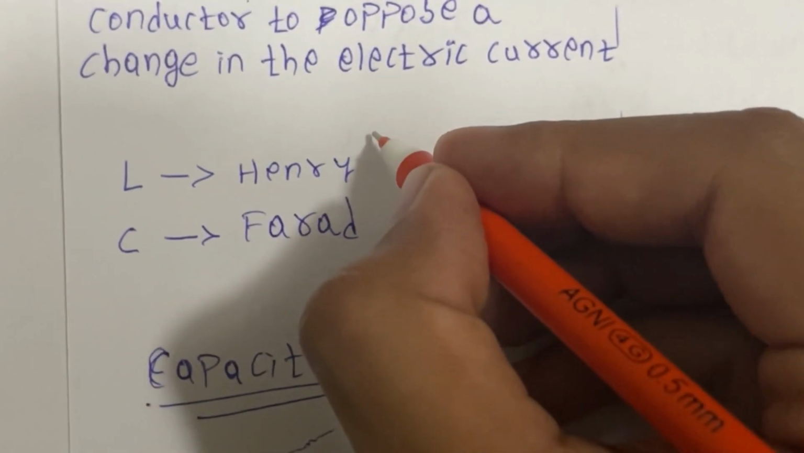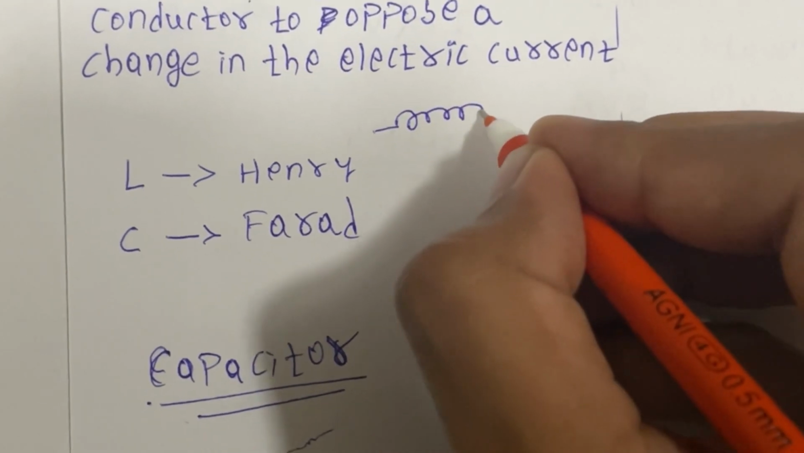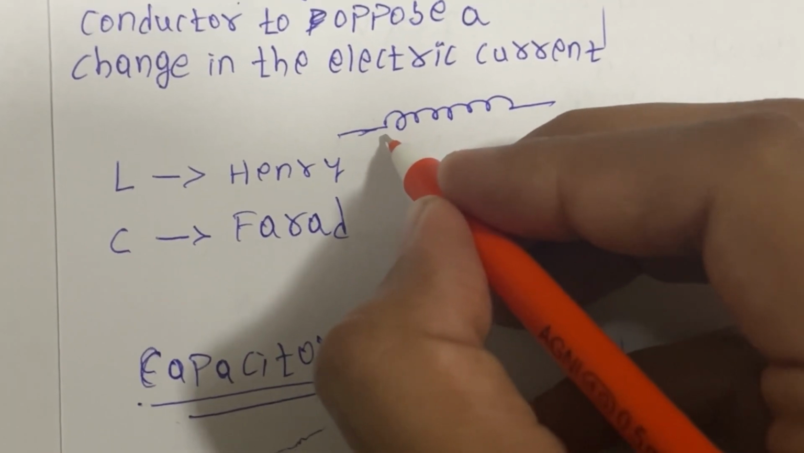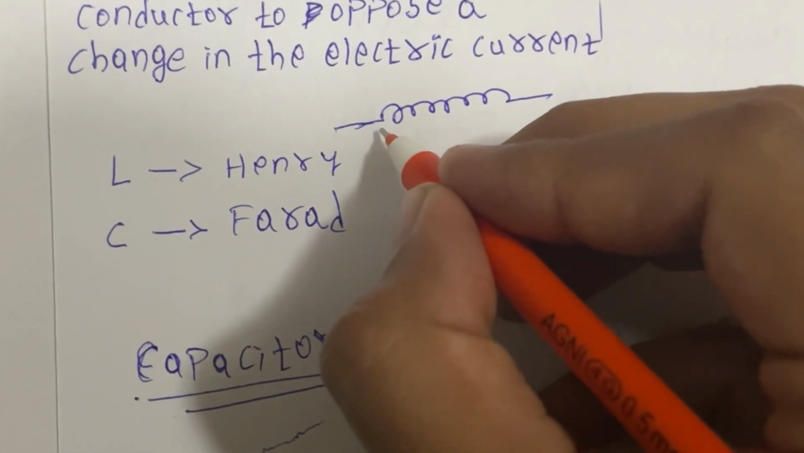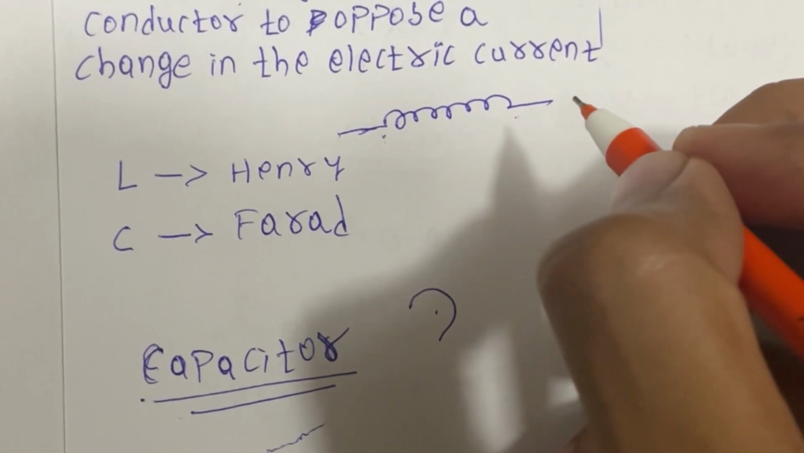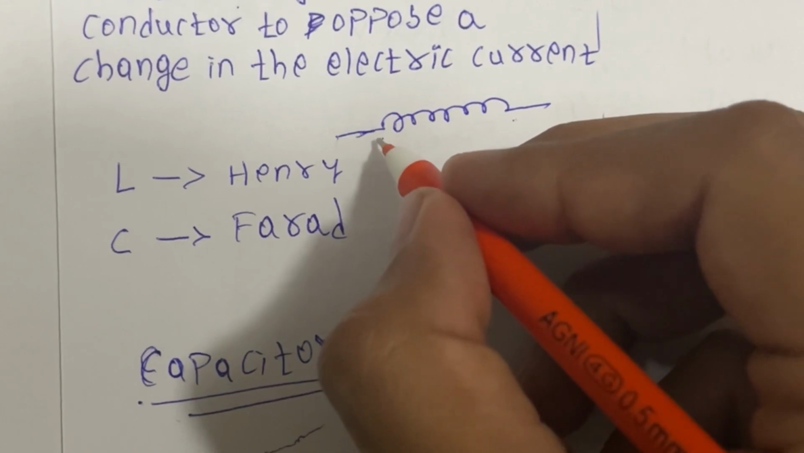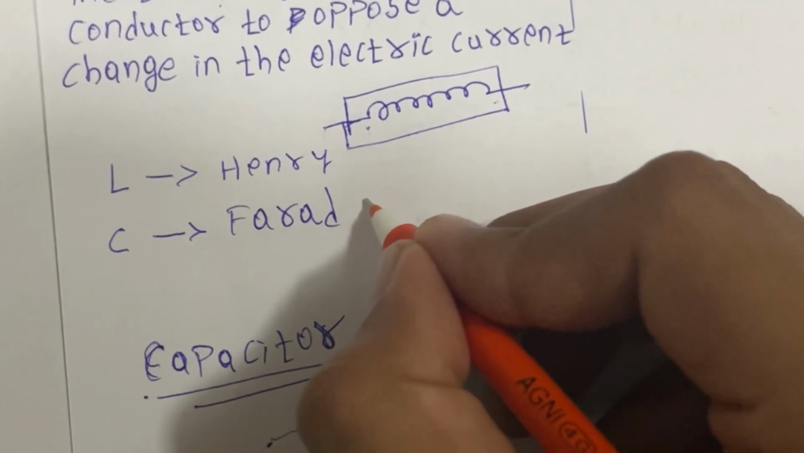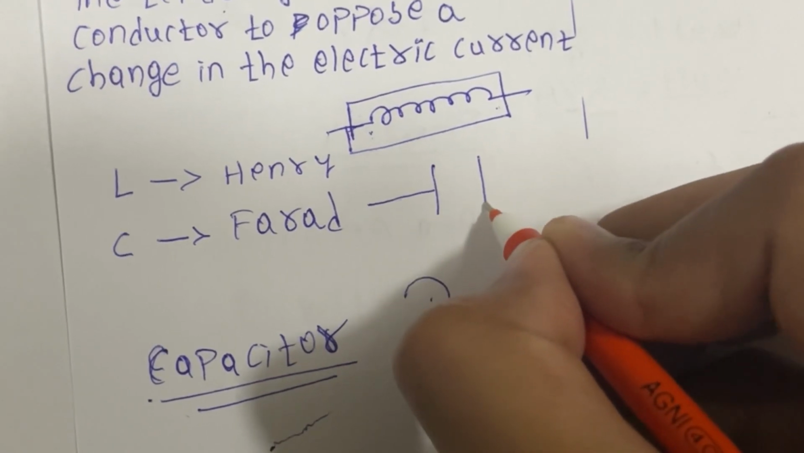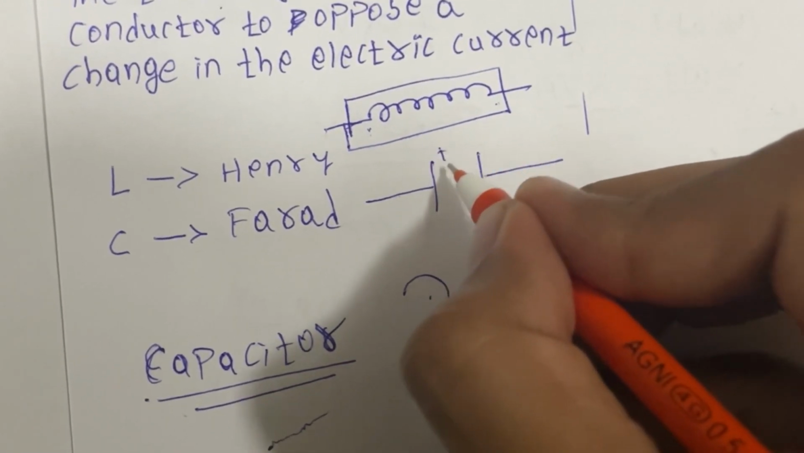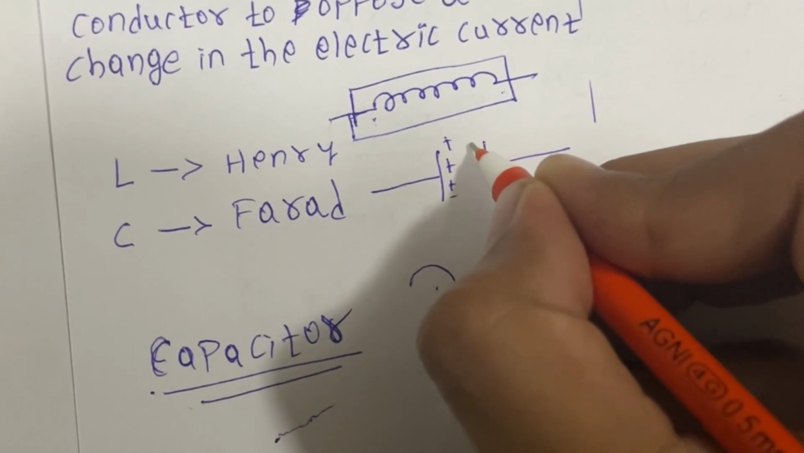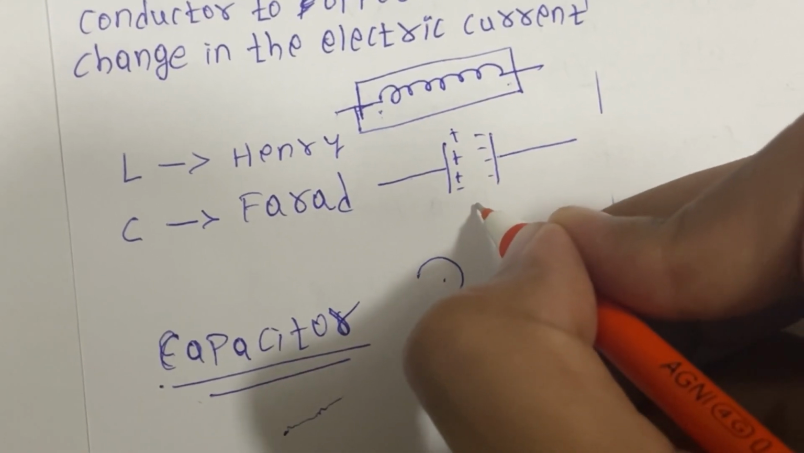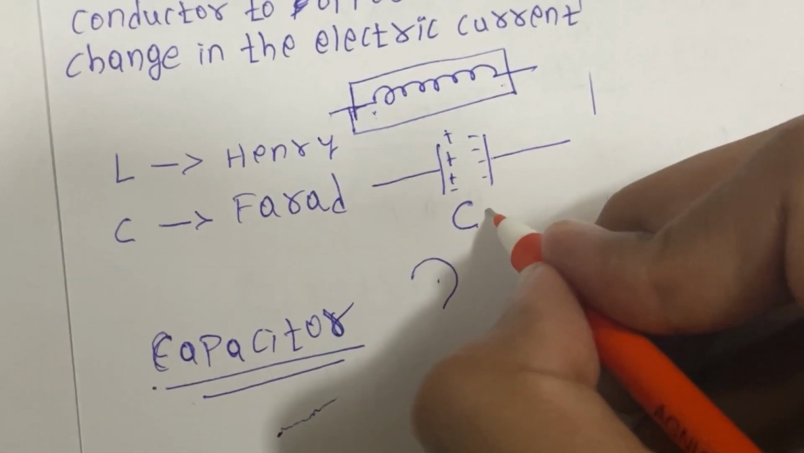Inductance is denoted by this symbol. Sometimes we call this a coil also. This is how an inductor is represented, and a capacitor is represented by this. It will store positive as well as negative charge. So this is a capacitor, denoted by symbol C, and its unit is F.